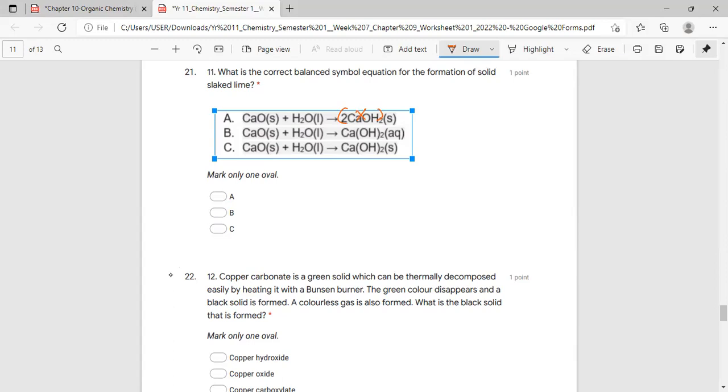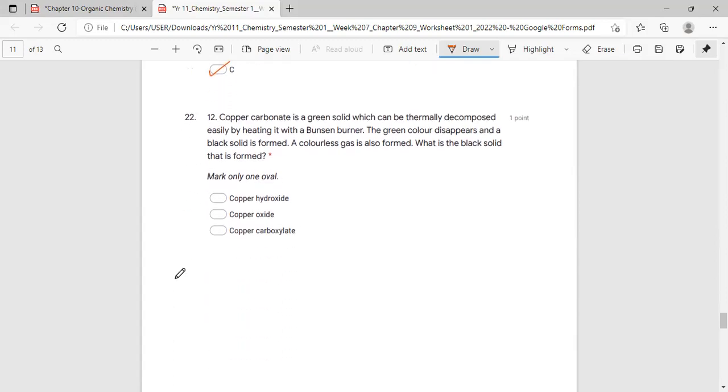But here it says solid slaked lime, so look at the state symbol. Only in C is the state symbol correct for calcium hydroxide. So the answer is C. All right, question number 12.